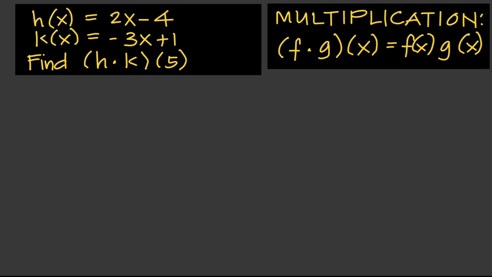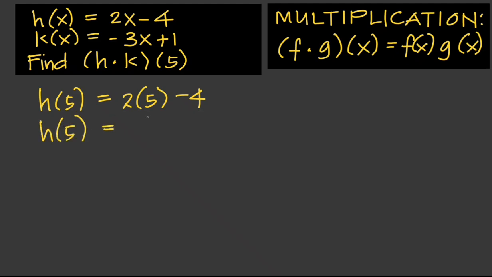Say for example, let's try solving this problem here. We're given h of x equals 2x minus 4, then k of x equals negative 3x plus 1. Then find h times k of 5. So all I have to do is evaluate h and k at 5, which is the value of our x. So h of 5 would be 2 times the value of our x, which is 5, minus 4.